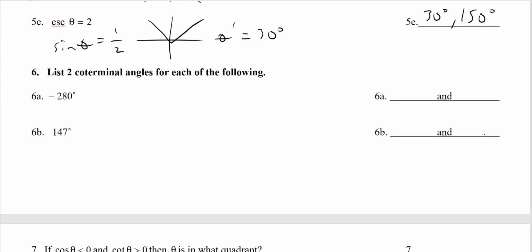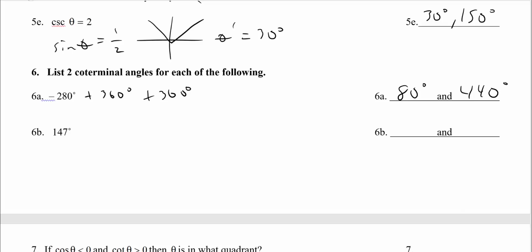List two coterminal angles for each of the following. So basically, remember coterminal just means add 360 or subtract 360, either one. So if I add 360 to that, I get 80 degrees. And if I add another 360, I get 440 degrees.